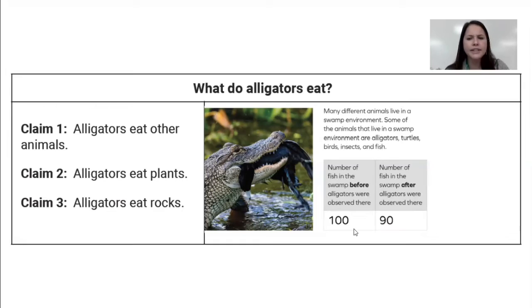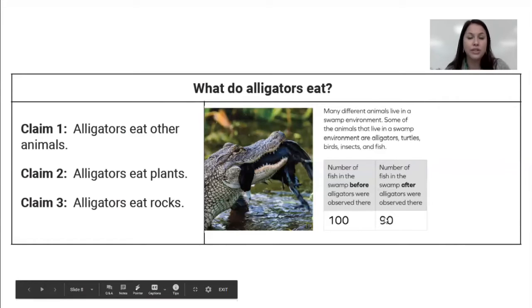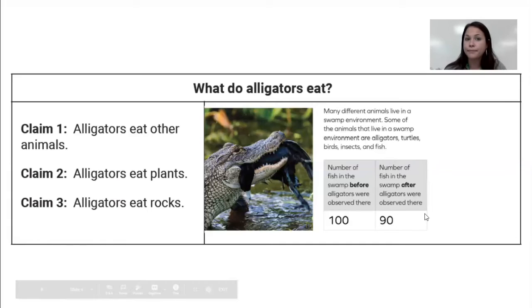What do you notice about these two numbers? I see that the number of fish in the swamp before there were alligators is higher than the number of fish in the swamp after the alligators were there. So I'm thinking, why would the number of fish go down after alligators arrived in the swamp? I think that it's probably because alligators are eating the fish.